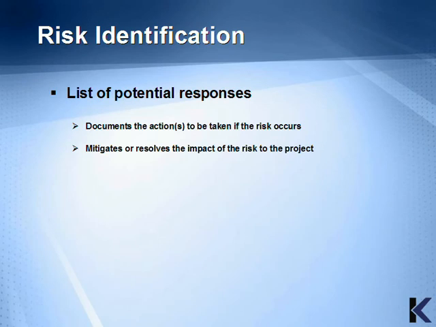The list of potential responses documents the actions to be taken if the risk occurs. It also lists the mitigation or the resolution to the impact of the risk to the project. At this point, you're not necessarily going to select the specific response, although you might if it's an obvious one. The specific response is selected in a later process.